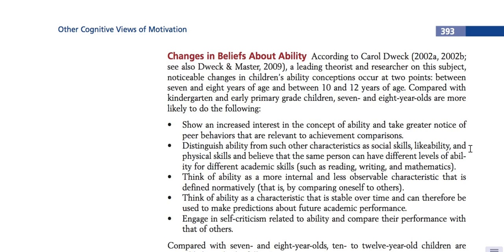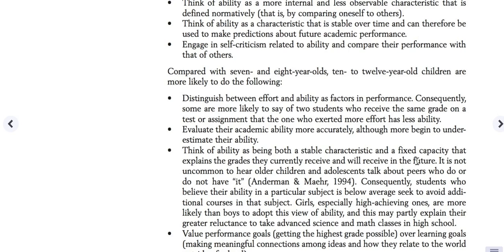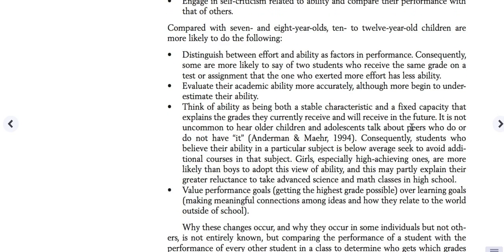Engage in self-criticism related to ability and compare their performance with that of others. Compared with 7 and 8-year-olds, 10 to 12-year-old children are more likely to distinguish between effort and ability as factors in performance. Consequently, some are more likely to say of 2 students who received the same grade on a test or assignment that the one who exerted more effort has less ability.